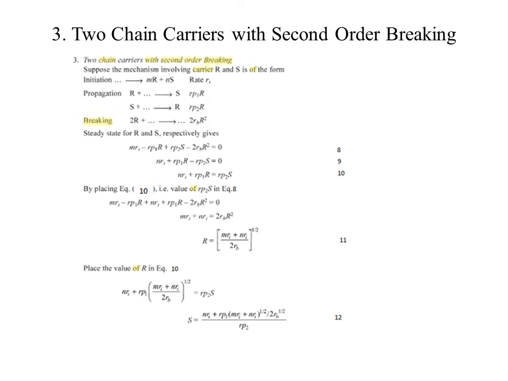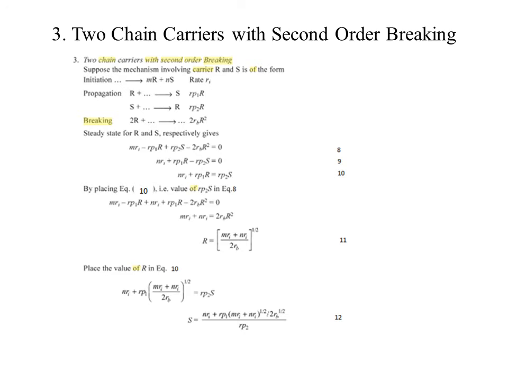From this we can calculate the value of R, that is R is equal to the square root of (MRI plus NRI over 2RB). This is equation number 11.